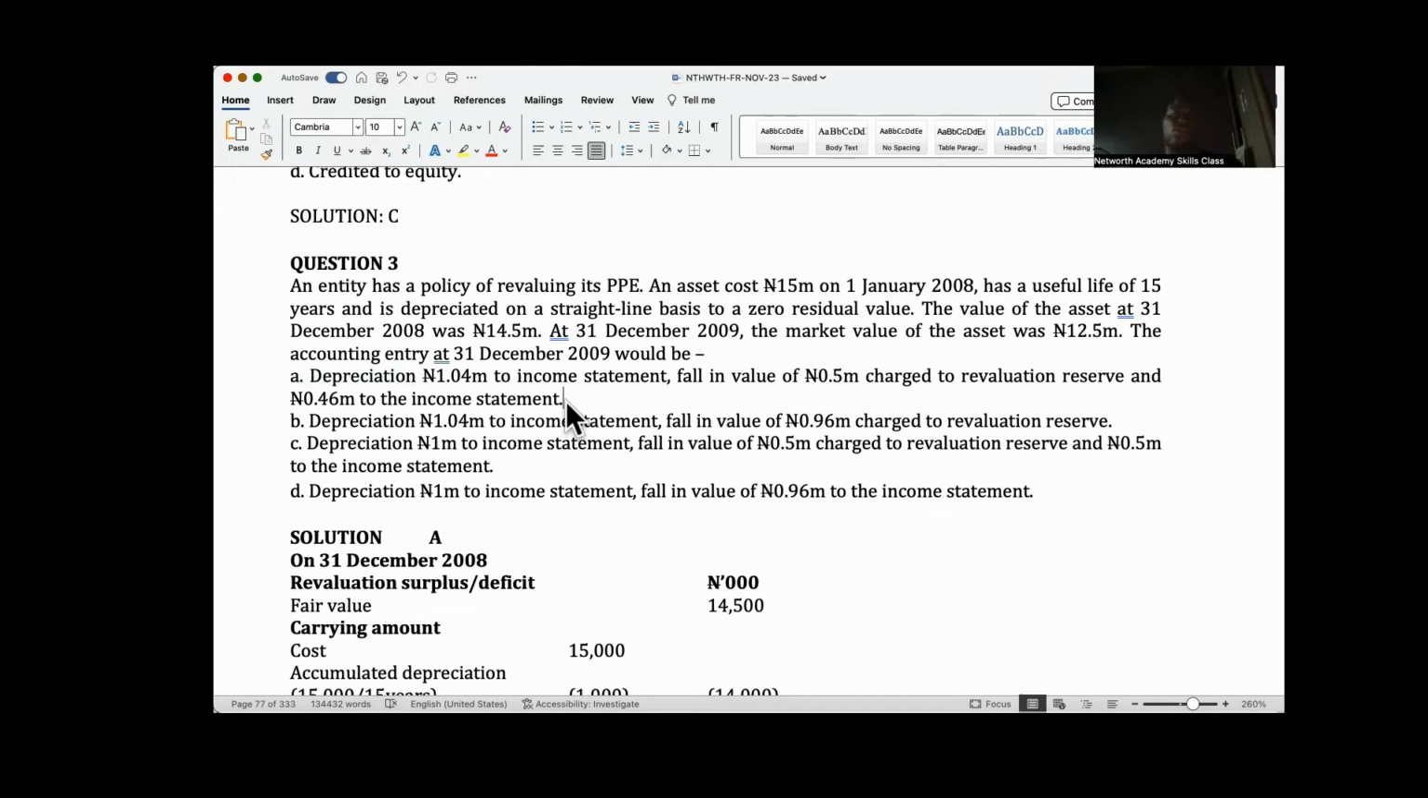And that's the solution to this question 3. So these are very deep questions. Any question on this one before we move to the next one? Any question?